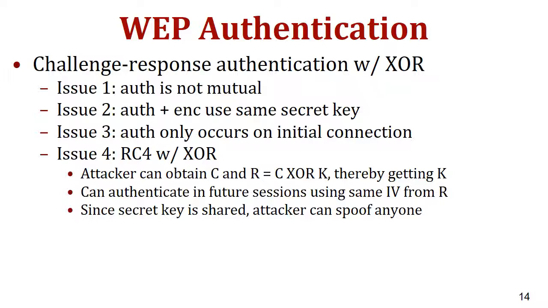The fourth issue is that WEP uses the RC4 stream cipher with XOR. Attackers might be able to get the content C and also R, which is C XOR key. And actually, the attacker will be able to get the key, right? Because XOR is linear, it's very easy to generate the key. Also, the attacker will be able to authenticate in future sessions, just using the same initial vector from R. And since the secret key is shared, the attacker can just spoof anyone. You don't know which one is the attacker. You have to really think all the devices are not trusted at this time.